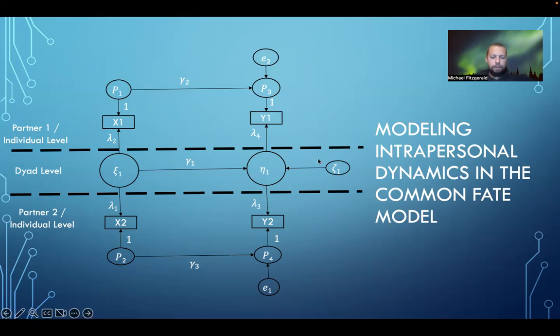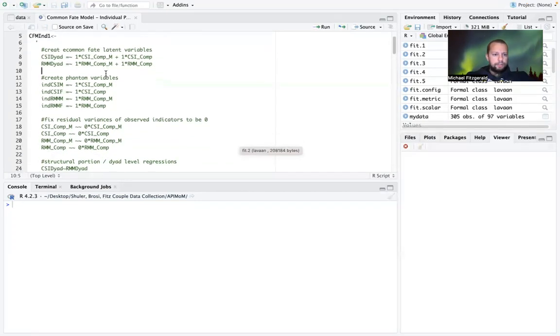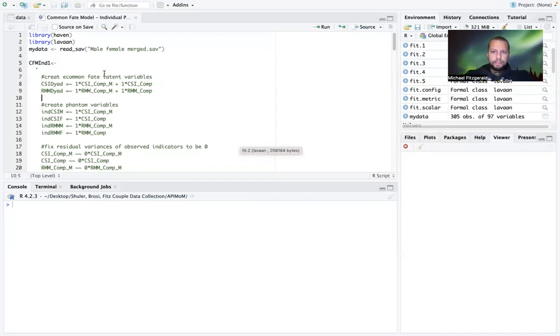All right, so I will shift us back over to lavaan. And here is the syntax for the model. So we have the common fate model, and I called it IND1. It's with the individual parameters, and it's going to be the first model.